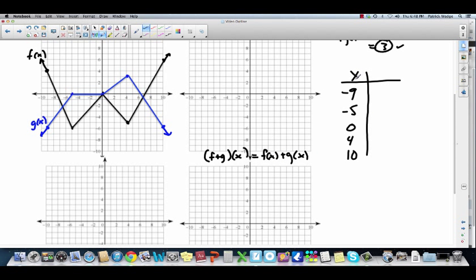So when x is -9, what's f of x? What's the output of that? The output at -9 is 4.